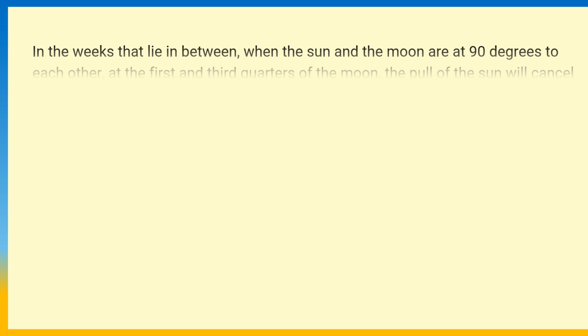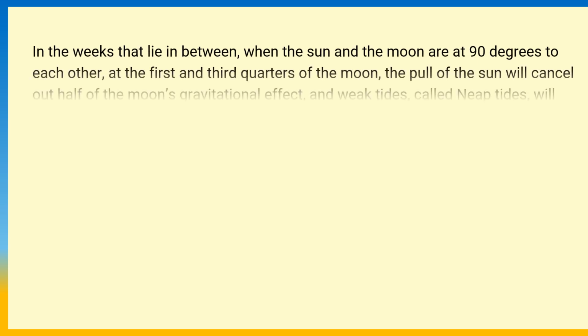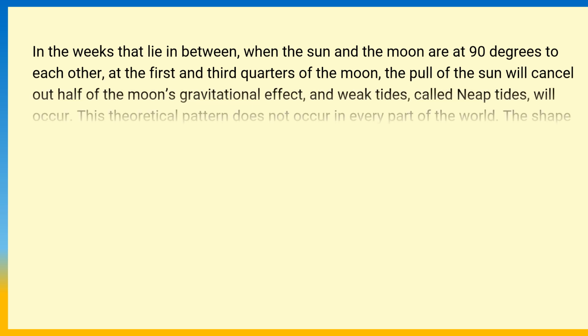In the weeks that lie in between, when the sun and the moon are at 90 degrees to each other, at the first and third quarters of the moon, the pull of the sun will cancel out half of the moon's gravitational effect, and weak tides, called neap tides, will occur.